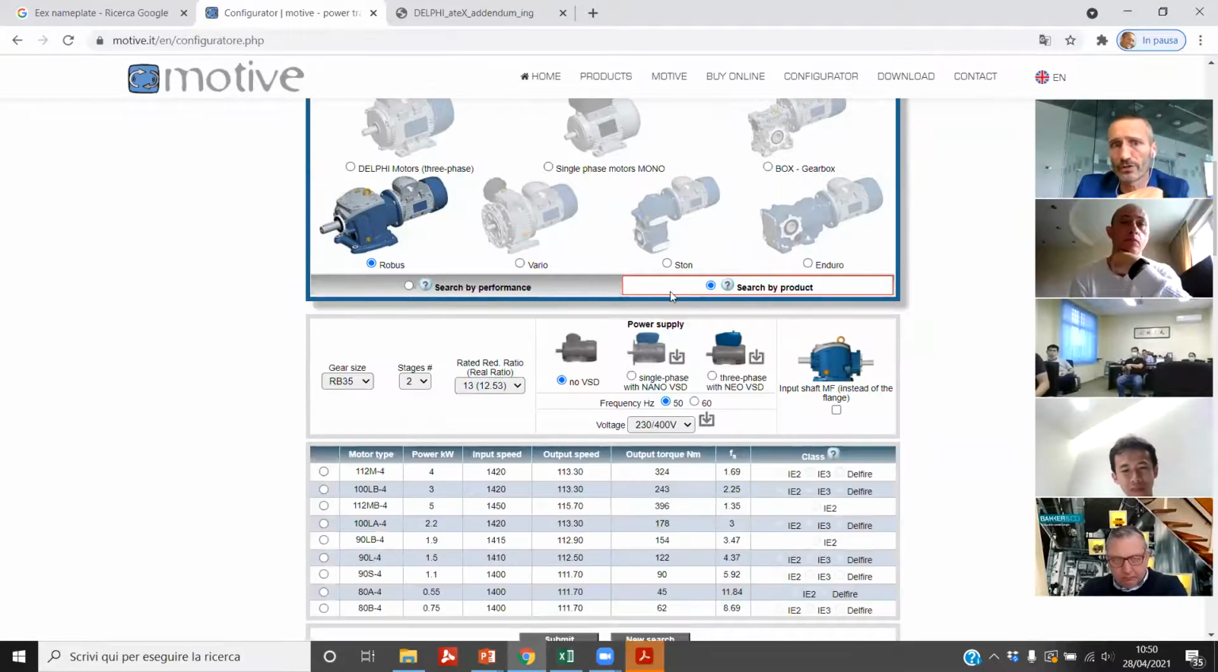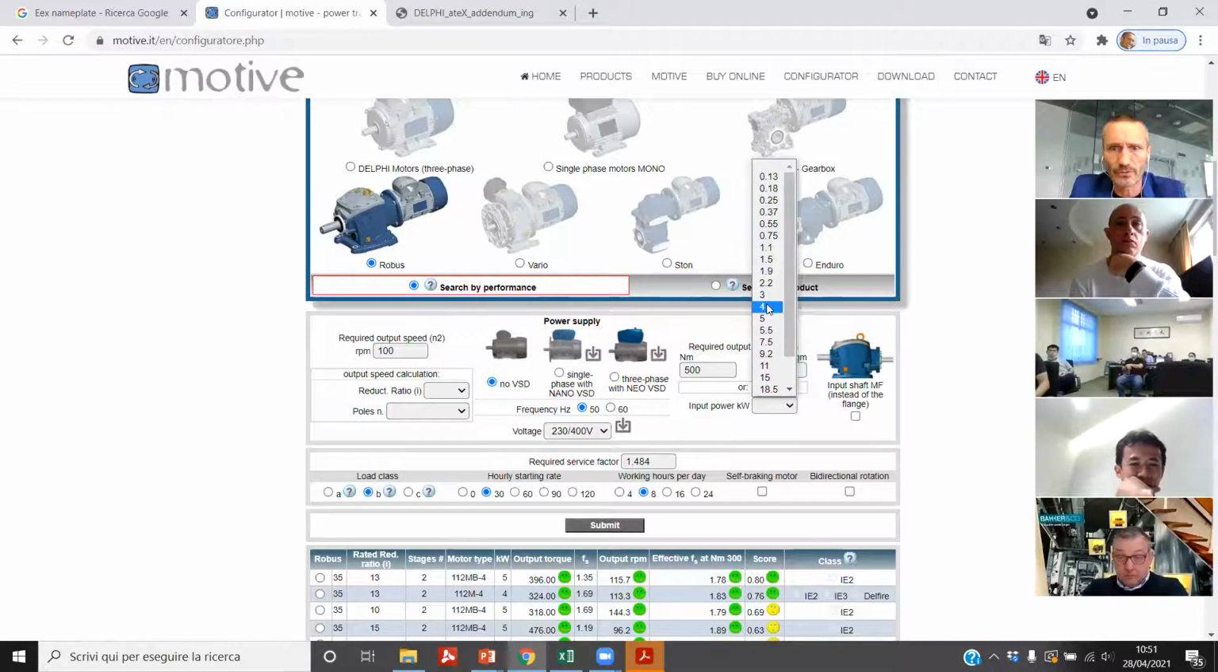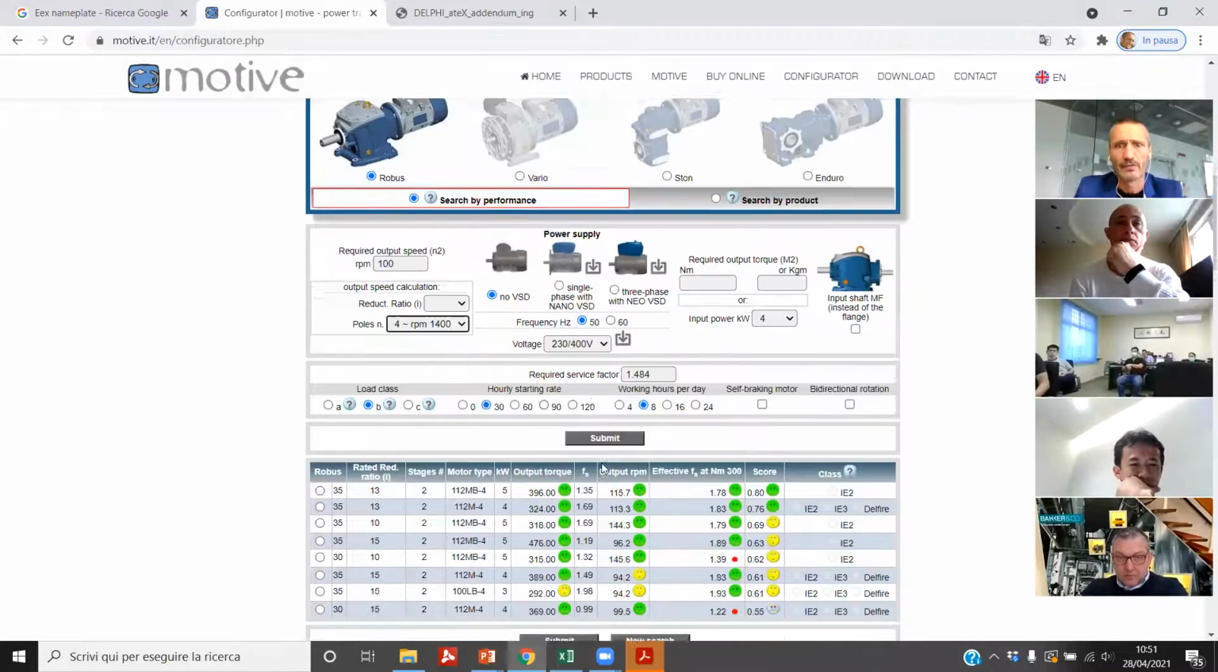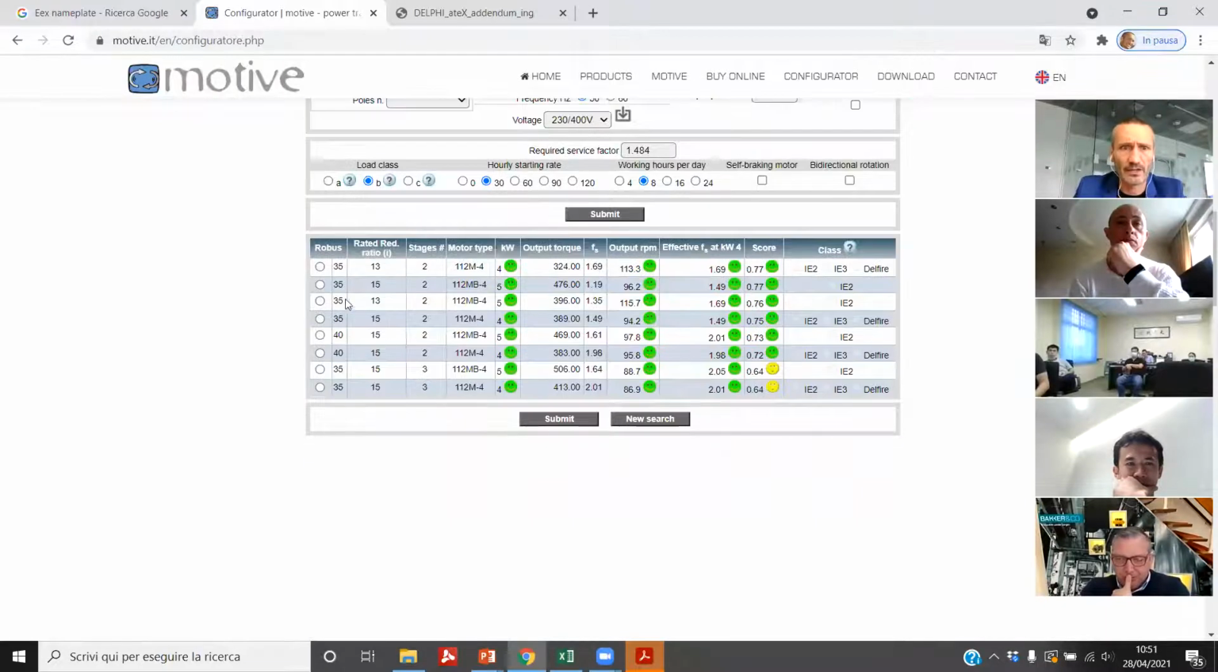You know, if you don't know the configurator, you can also decide what you want by making a search by performance. You want 300 Newton meter? No, you want 500 Newton meter. You want an output speed of 100, or you know that you want a motor of 4 kilowatt having 4 poles and so on. Then you classify the required service factor. It tells you, okay, then you have to choose this size, having these things, okay?